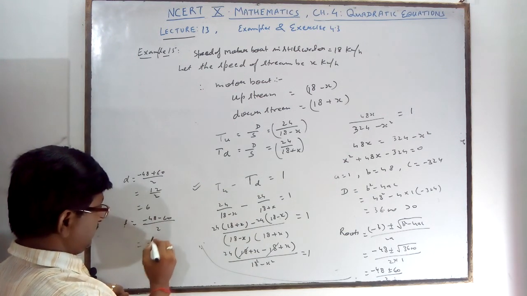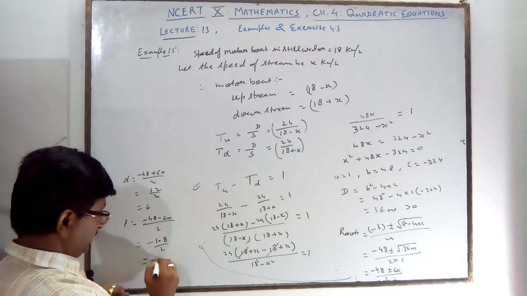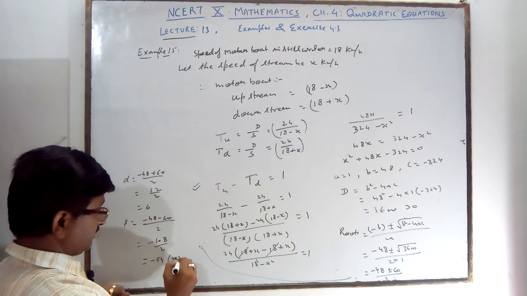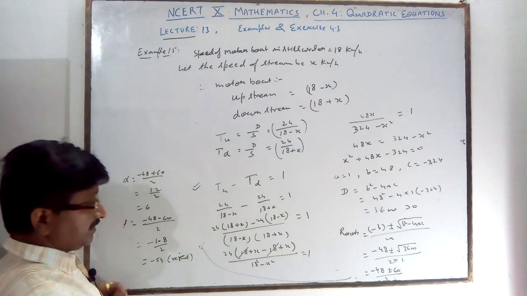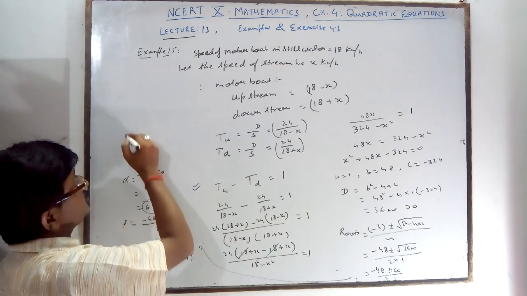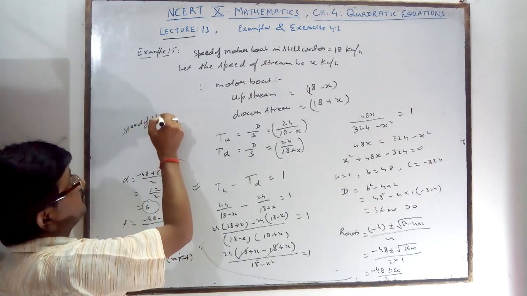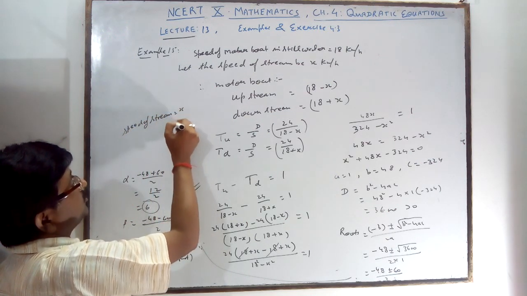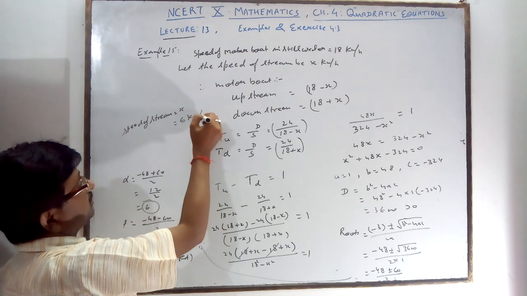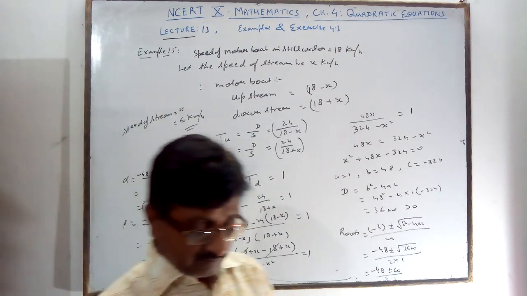Then you get minus 108 by 2, minus 54. It will be rejected. Why reject? Because a negative value cannot be the speed. So x is equal to 6. So the speed of the stream is equal to x, which is 6 km per hour. What is your answer? You are getting 6 km per hour.